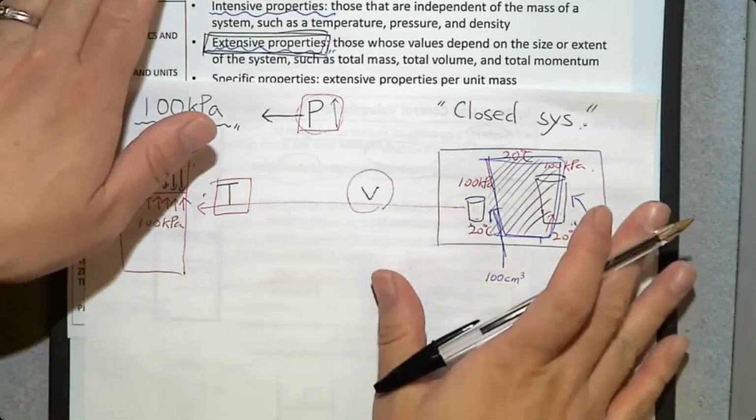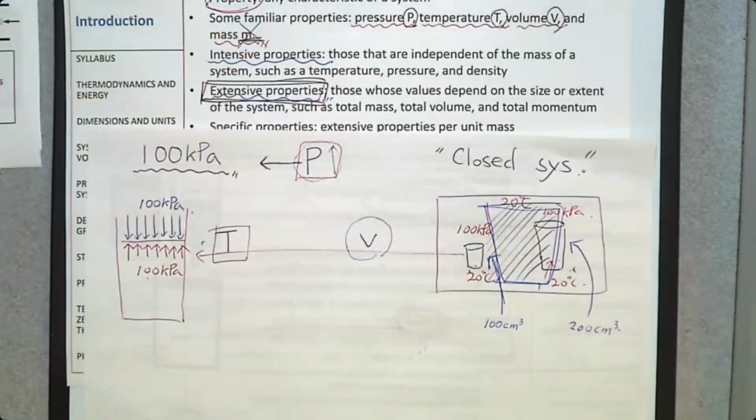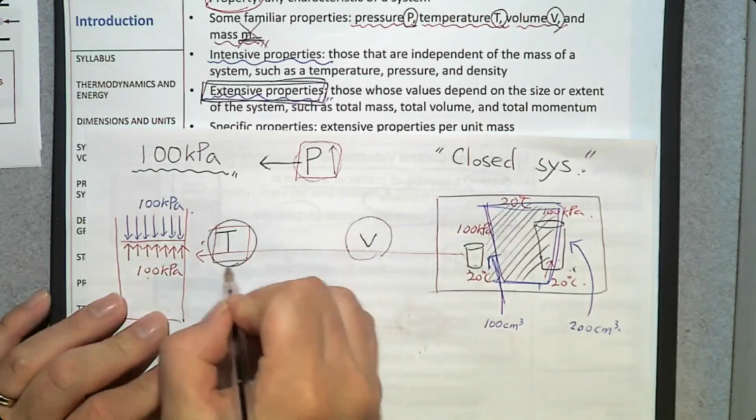Then what is the other property? Then what about this temperature? This small cup is at 20 degrees Celsius. This large cup is at 20 degrees Celsius. So temperature is not related to the size of the system, but the volume is. So temperature is okay.